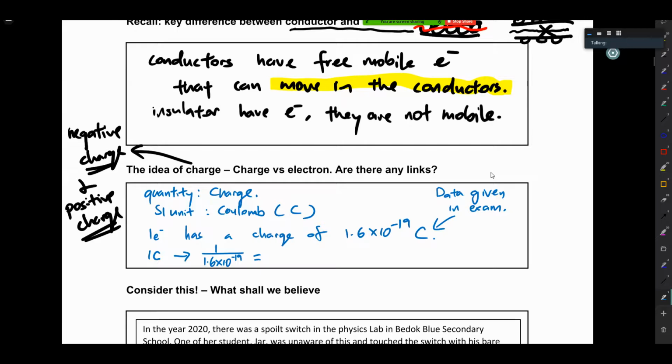Anyone did this calculation? 6.25 times 10 to the power 18. Okay, thanks. That means 1 coulomb has this amount of electrons.